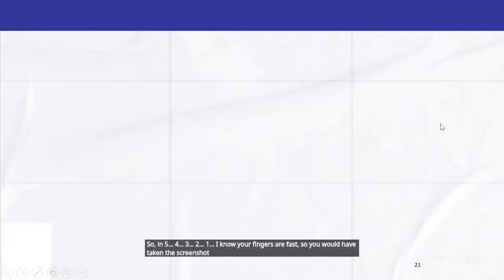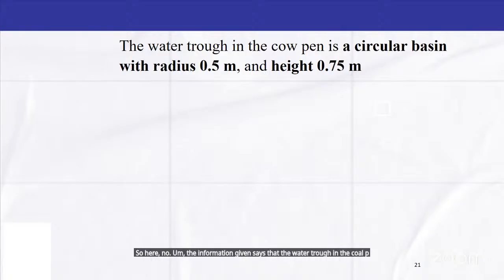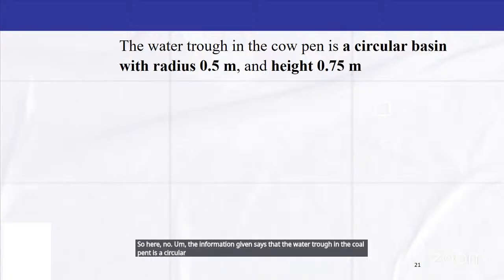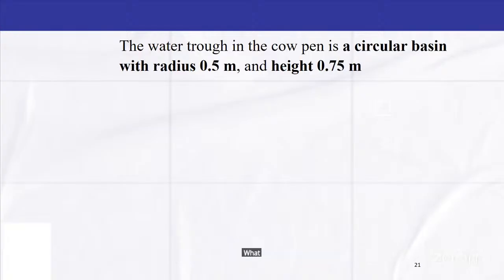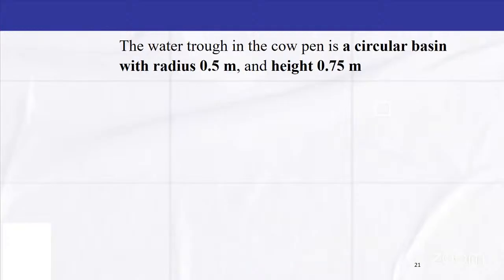So let's go. So here now, the information given says that the water trough in the cow pen is a circular basin. What solid would that be? What would that represent? It's a circular basin. What solid would we use to represent that? We're not there yet, but I just want to ask you that question. A number of persons are saying cylinder. Okay, wonderful. Thank you. We're not there yet, but I just want to bring that out early.